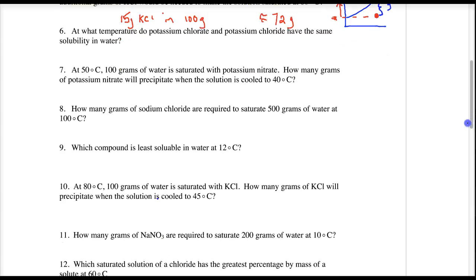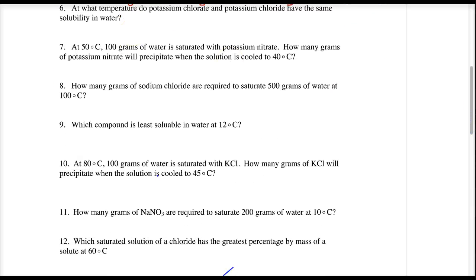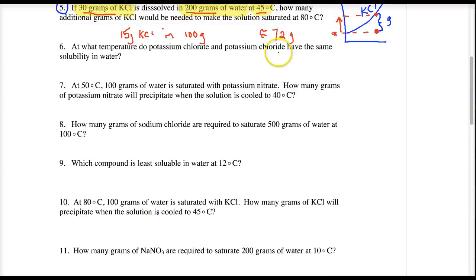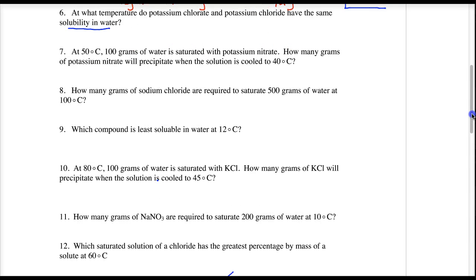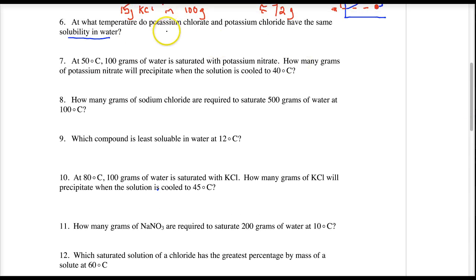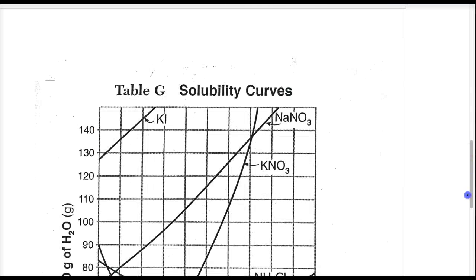Okay, so moving on, we have number 6. At what temperature do potassium chlorate and potassium chloride have the same solubility in water? Well, okay, let's go look. Potassium chlorate is your KClO3. And the potassium chloride is KCl. So at what temperature do they have the same solubility?